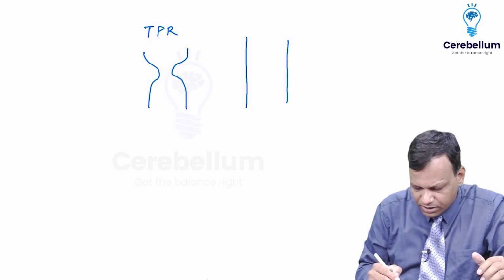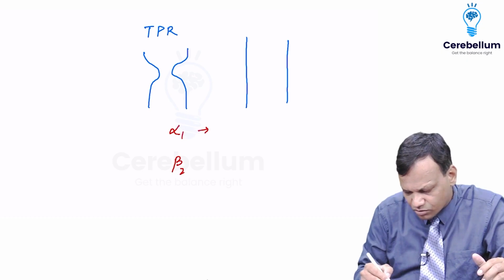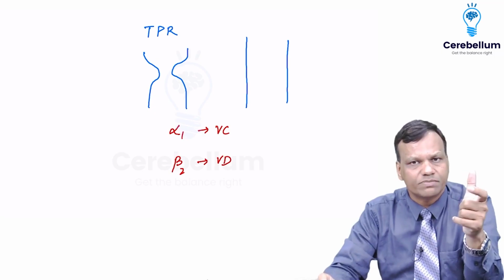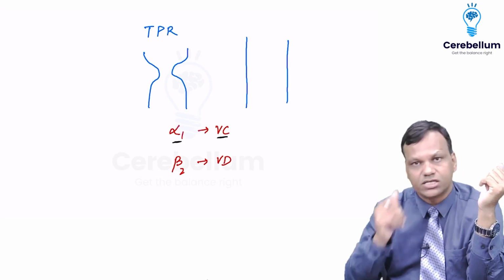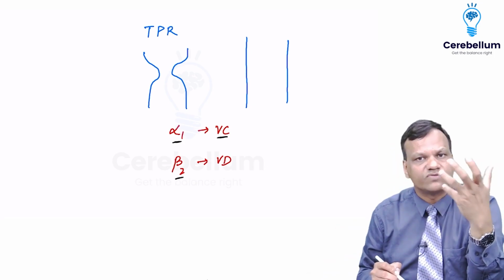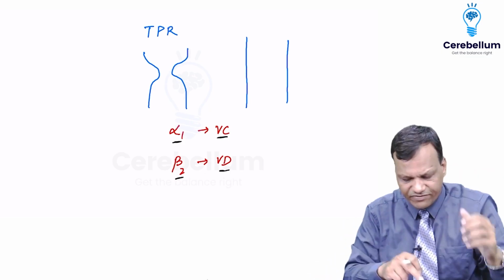Yes, remember nursery class ABCD. Alpha 1 causes vasoconstriction, beta 2 causes vasodilation. We discussed that on the blood vessel, these two receptors are present. So if a drug stimulates alpha 1, it will cause vasoconstriction, so it increases diastolic BP. If a drug stimulates beta 2, it will cause vasodilation, so it will decrease diastolic BP. Okay? So we'll see the effect of drugs now.